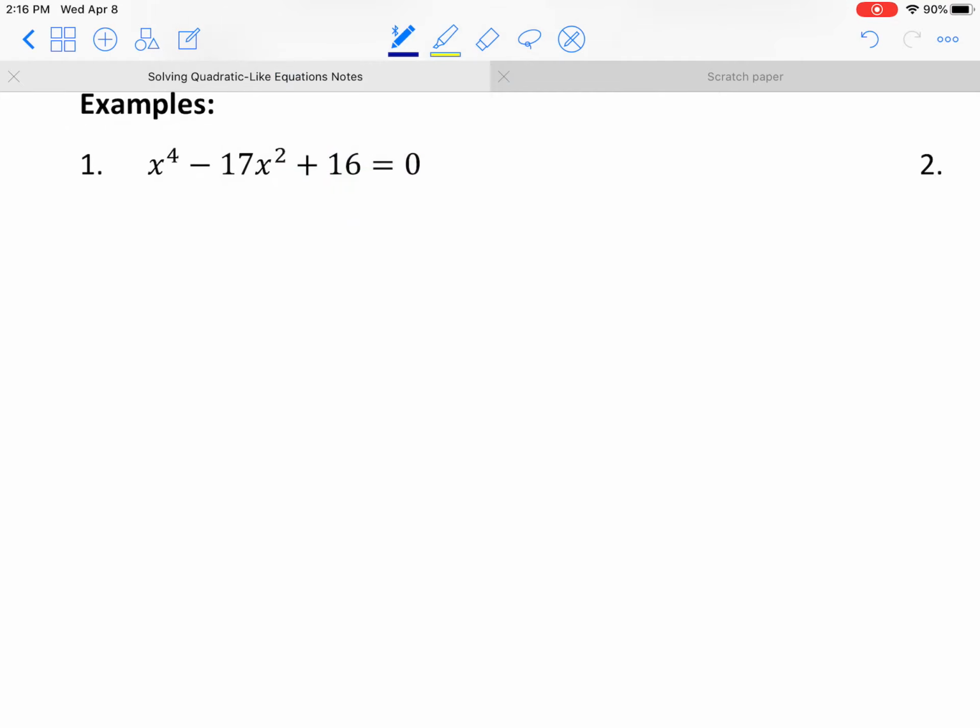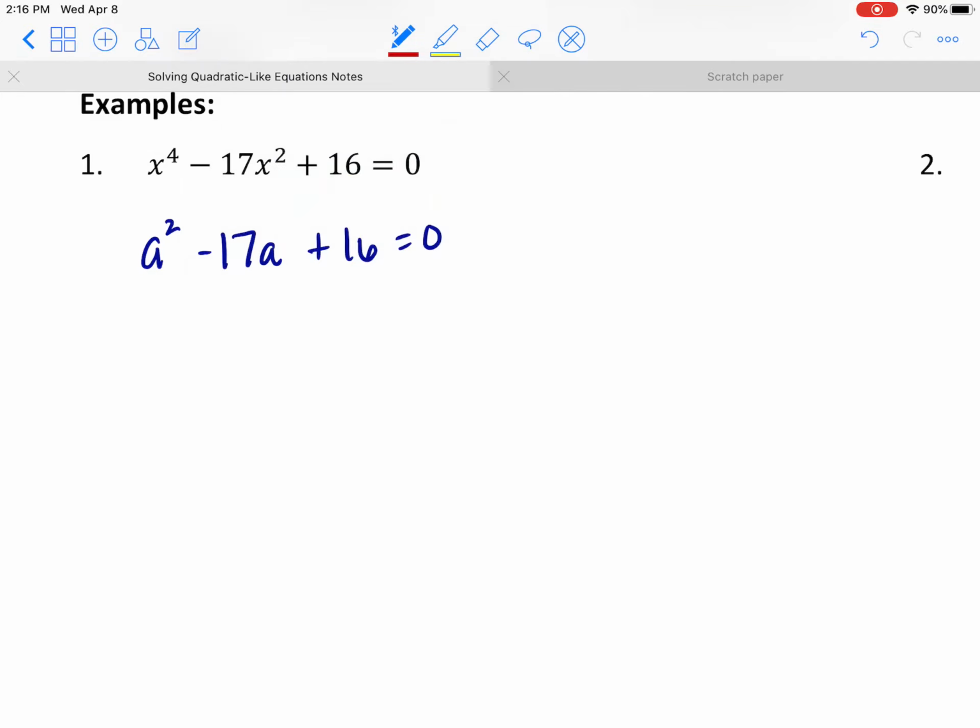So here we go. This is a quadratic-like equation. We have 3 terms equal to 0. Third term is a constant. First exponent is twice the one in the middle, so we're good. So the first thing we're going to do is rewrite this as a quadratic, where we're going to replace the first variable and the second variable with an a squared and an a. So I'm not going to change the 1 or the negative 17 or the positive 16. Okay? So this becomes 1a squared minus 17a plus 16.